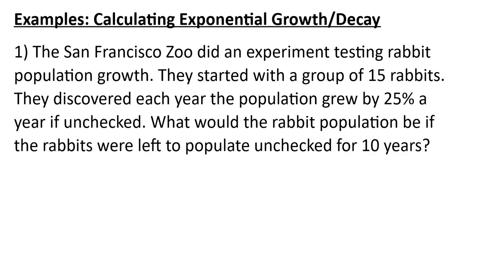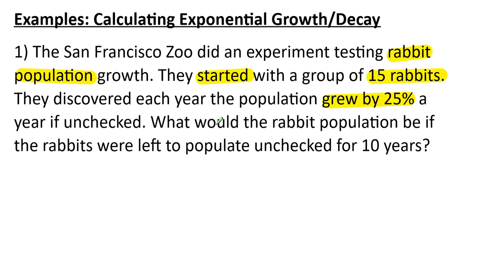First one up. Examples. Calculating exponential growth and decay. I would have a highlighter ready because as we read through it, we want to highlight stuff so we can get the good information out. The San Francisco Zoo did an experiment testing rabbit population. So we're talking about rabbit population growth. They started with a group of 15 rabbits. That must be our starting value. They discovered each year the population grew by 25% a year if unchecked.